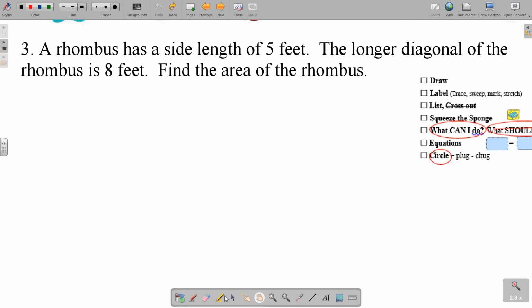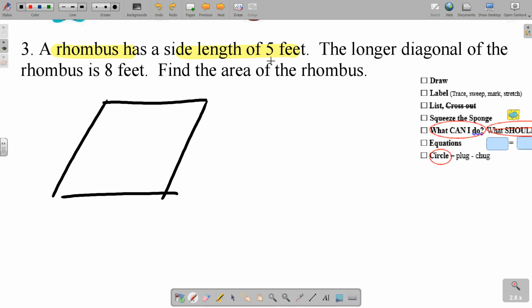Okay, welcome back. We have a rhombus right here. A rhombus has a side length of 5 feet. The longer diagonal of the rhombus is 8 feet. We need to find the area of the rhombus.